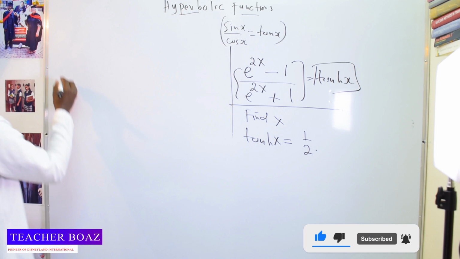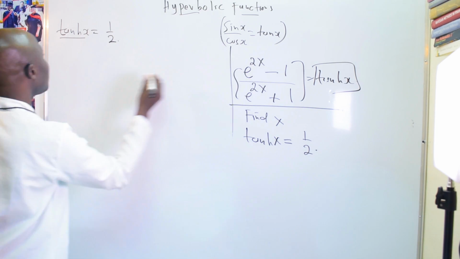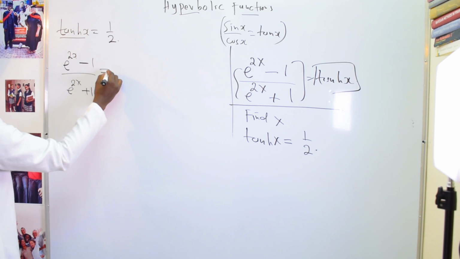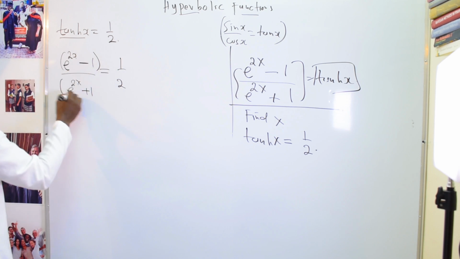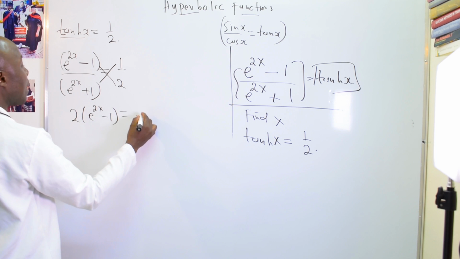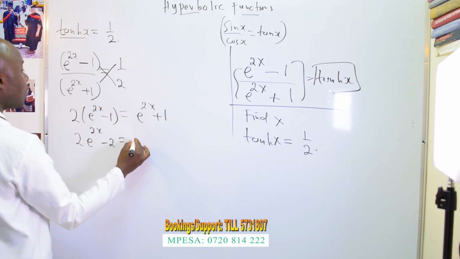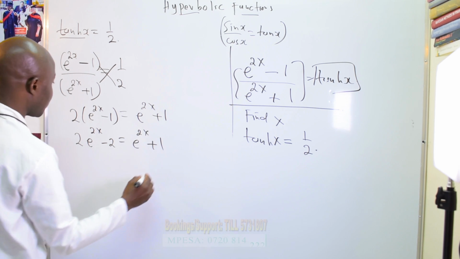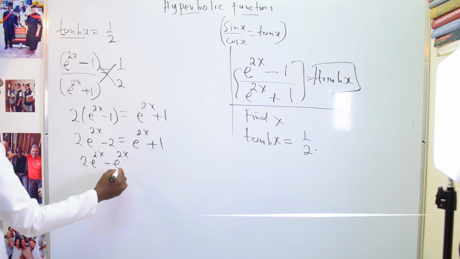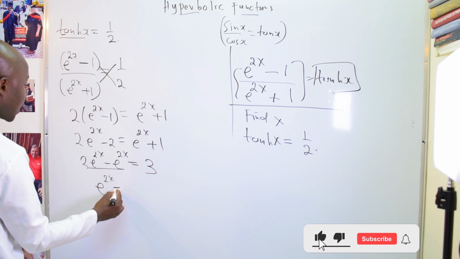Now you come and say tan x becomes half, but tan x is equal to (e^2x minus 1) over (e^2x plus 1), which is equal to 1 over 2. You can put the parentheses, then cross multiply. So 2 times (e^2x minus 1) becomes e^2x plus 1. Then 2e^2x minus 2 is equal to e^2x plus 1. So we can collect like terms: 2e^2x minus e^2x is equal to 3. Then e^2x becomes 3.